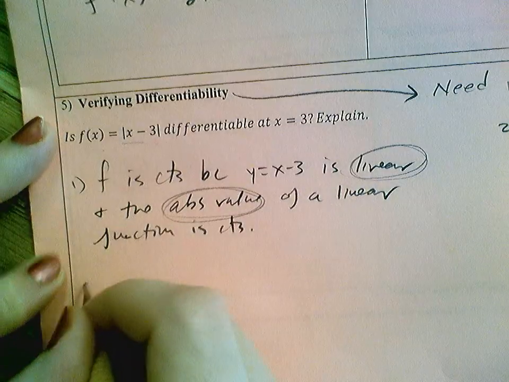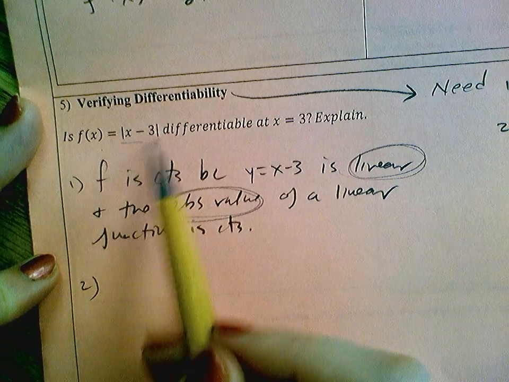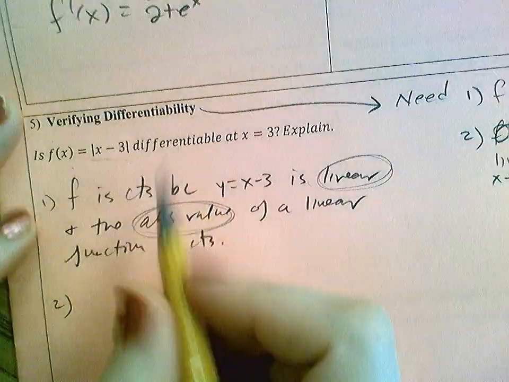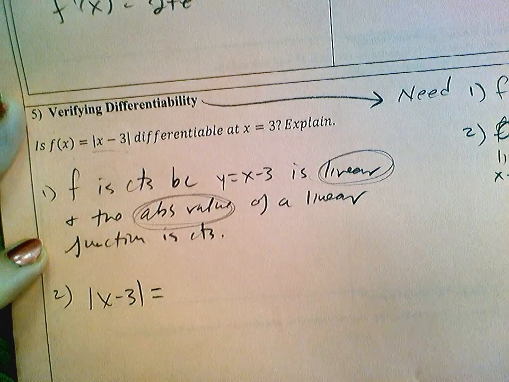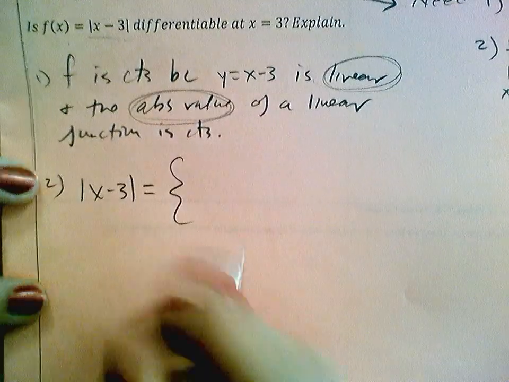Now, for number two, showing the differentiable part, if you're going to take the derivative of an absolute value, which I'm going to talk about over here on the separate sheet, basically you have to split it up into a piecewise function. So you can't take the derivative of an absolute value function without splitting it up into piecewise.